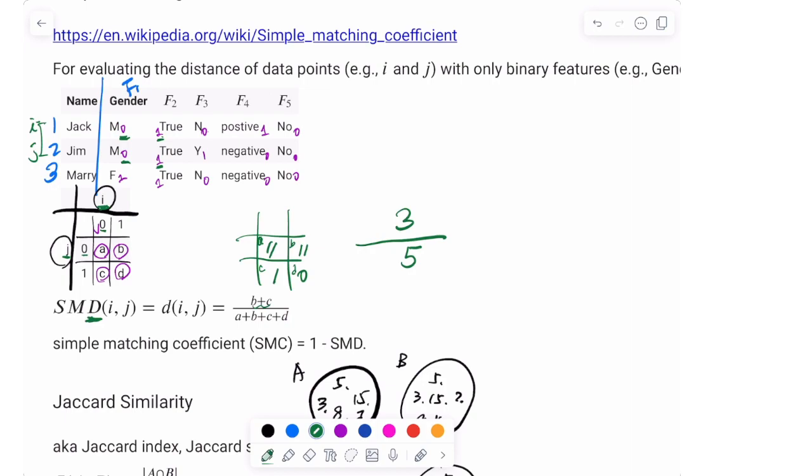So that is the distance. If you want to calculate the similarity, you simply take the complement. So the similarity is 2 over 5. That way you can compare data points by using their categorical features.